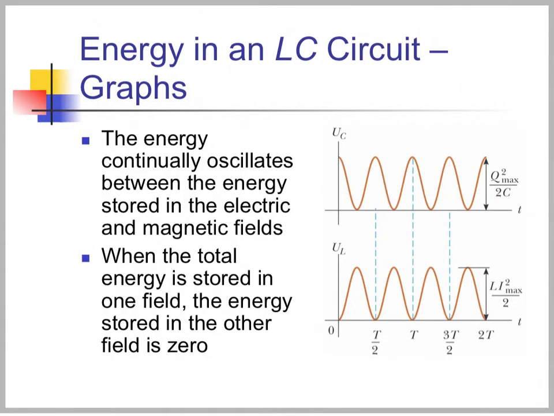If we were to plot the energy of both the capacitor and the inductor, we see that they oscillate also. And that at t equals 0, all the energy is in the capacitor, none is in the inductor, and they go back and forth. So it's all in the inductor and nothing in the capacitor. So when the total energy is stored in one field, the energy in the other field is 0.